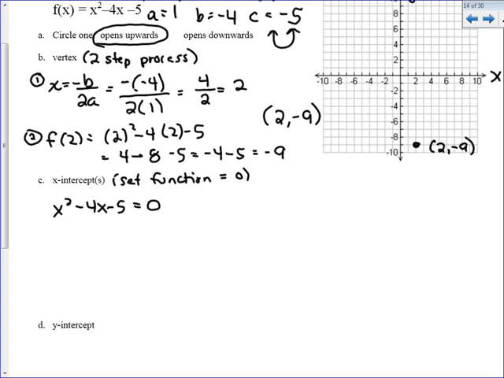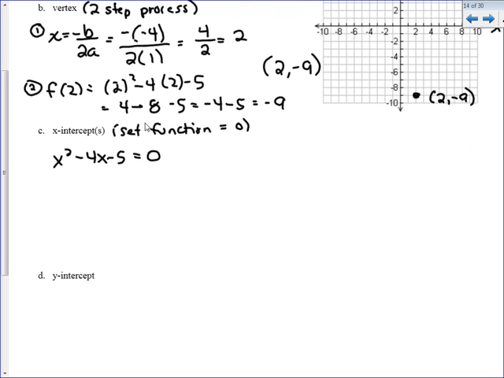If you're a creature of habit and you want to do the same thing for all of these problems, quadratic formula every time will work. But if it's factorable, that's what I tend to do just because it's the fastest. So, is this factorable? Is the next issue. Can I find a pair of numbers that multiplies to negative 5, adds to negative 4?